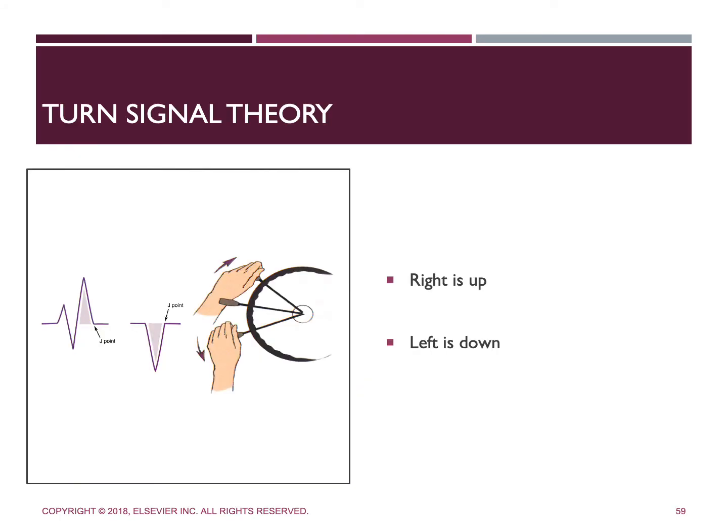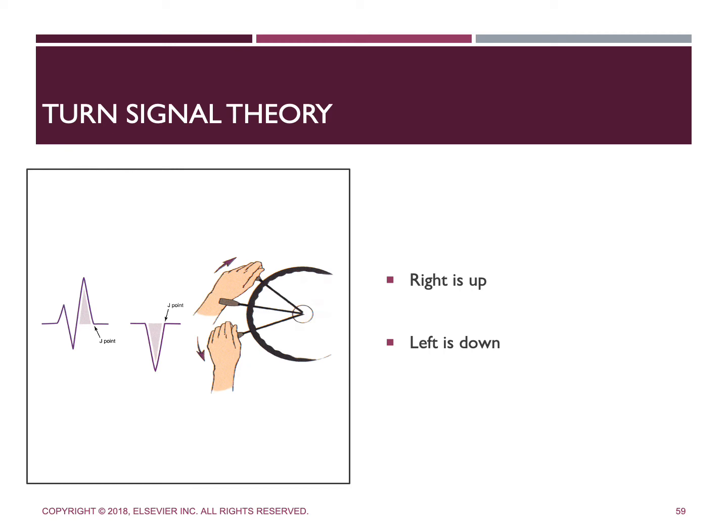We also have what we call the turn signal theory, and when we're determining the direction of the terminal force in lead V1, we're going to move from the J point into the QRS complex, and we're going to determine whether that terminal point, so that last 0.04 seconds of the QRS complex, is positive or negative, just like I mentioned before. And what we're differentiating between here is the right and left bundle branch blocks. The turn signal theory is that right is up and left is down.